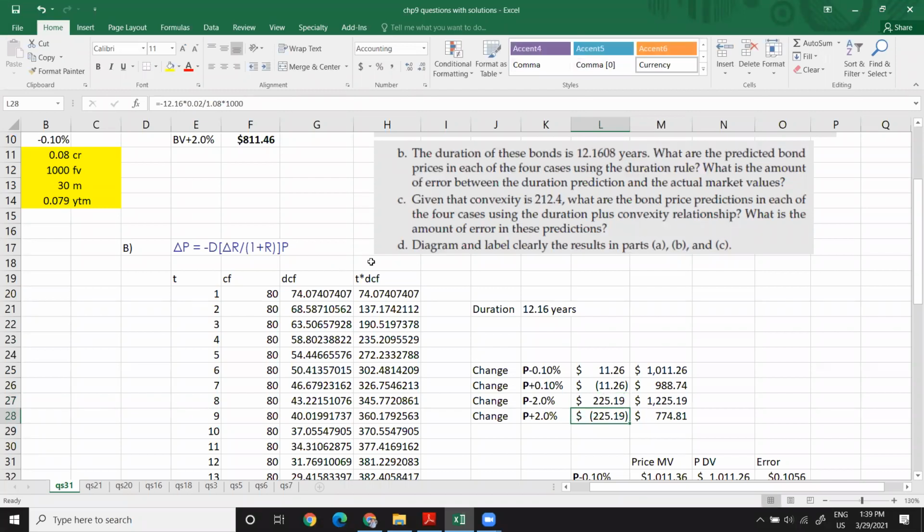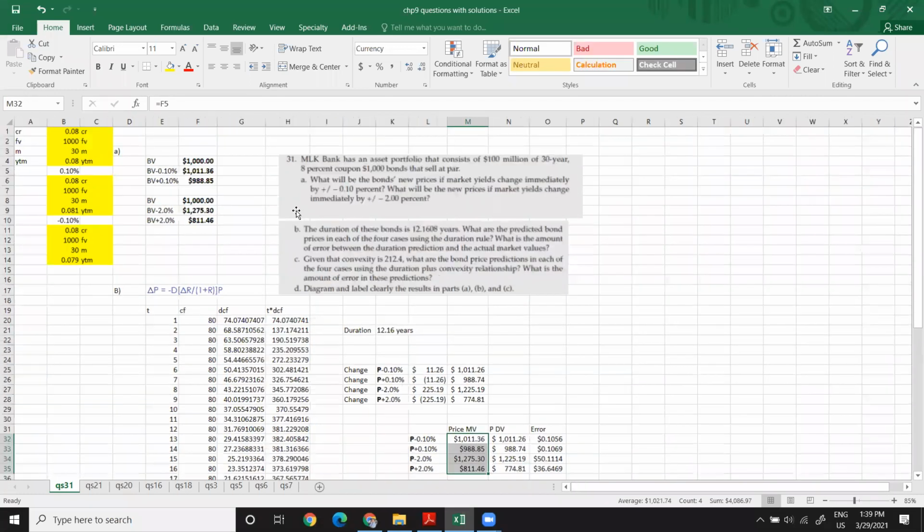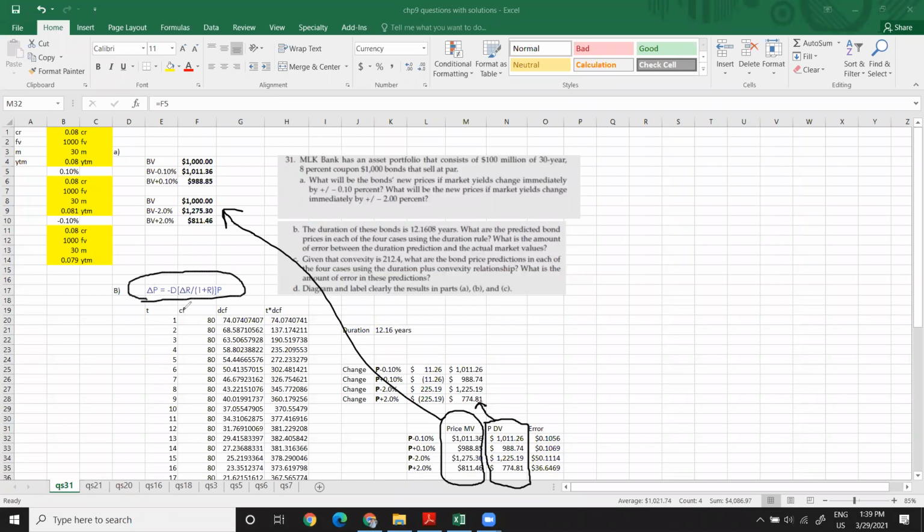Now we can create a table where we can compare the market value change and the prediction duration value change. So this is the market price that I estimated from here, okay? This I get from here. Then I have the prediction price with duration, which is here, using this formula. The second step: I want to see by how much it deviates. What is the error level in here?